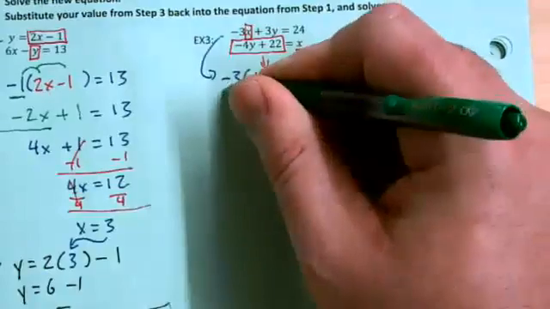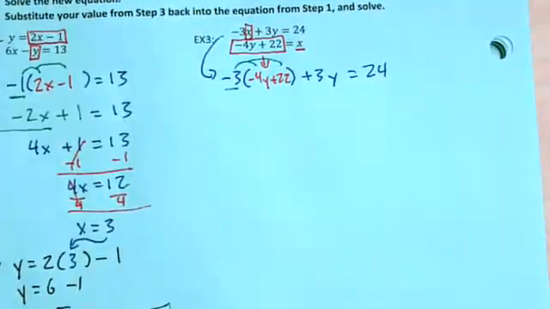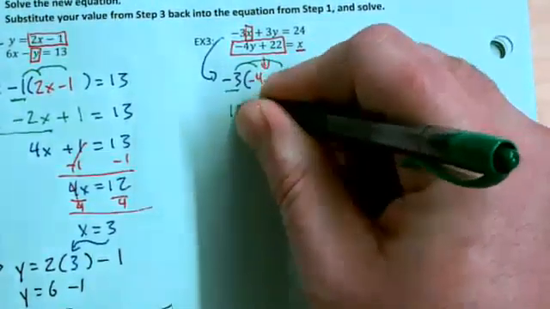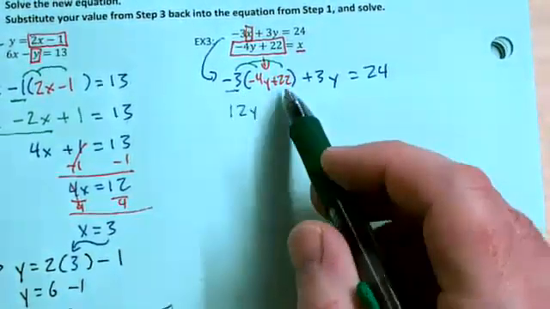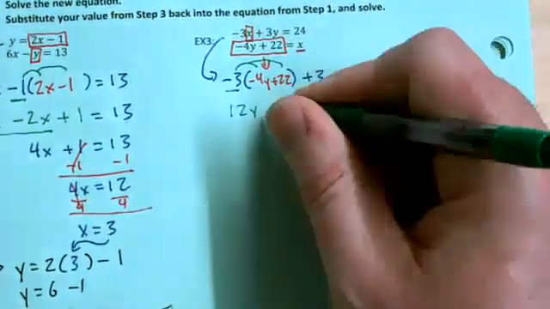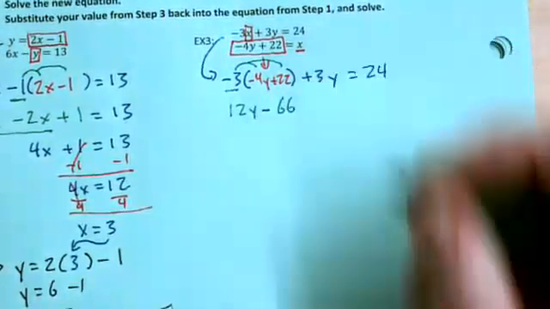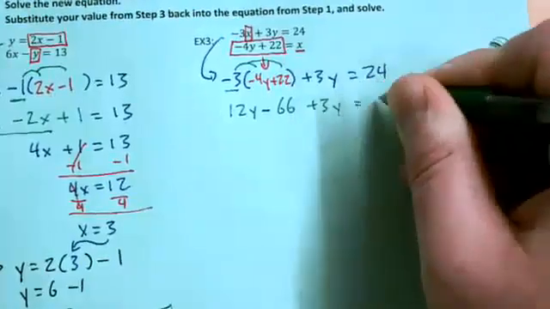Okay. So we need to distribute the negative 3, again being very careful of our signs. Negative times a negative is a positive. 3 times 4 is 12, and we've got a y there as well. Negative 3 times positive 22: negative times a positive is negative. 3 times 22 is 66. And then we have a plus 3y equals 24.